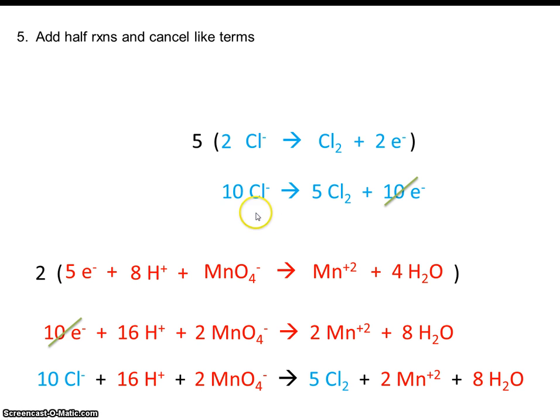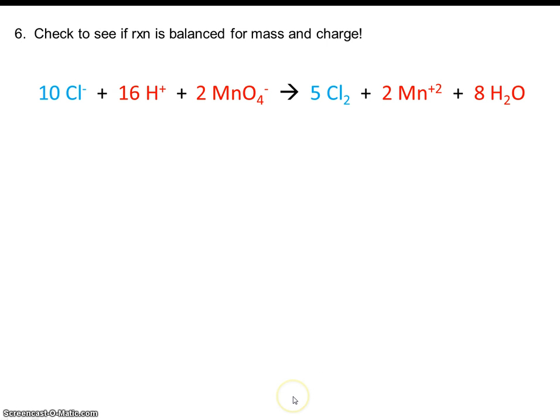So all we've done, this is the reactant and these are the reactants. So we've combined all the reactants. And this is the product and those are the products. So we've combined all the products. And now the last step is to check and see if the reaction is balanced for mass and charge.